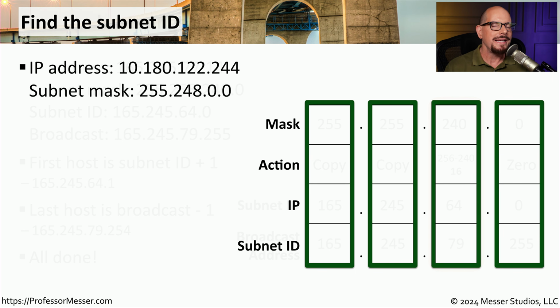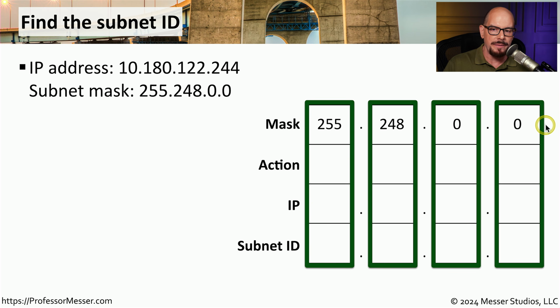Let's see how well we can use this magic number method with another example. We'll use the IP address of 10.180.122.244, and the subnet mask is 255.248.0.0. We will first fill in our chart, so we'll put our subnet mask in that mask row, and we'll put our IP address in the IP address row.